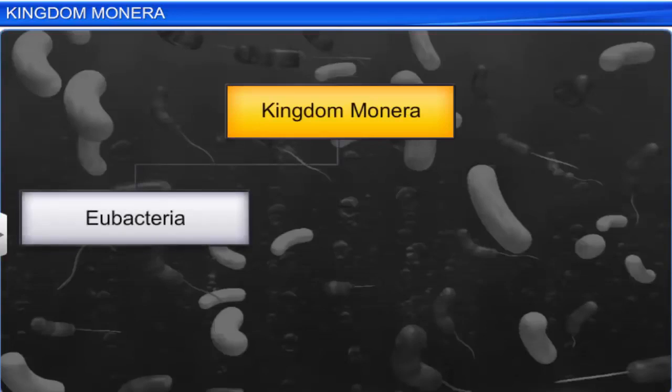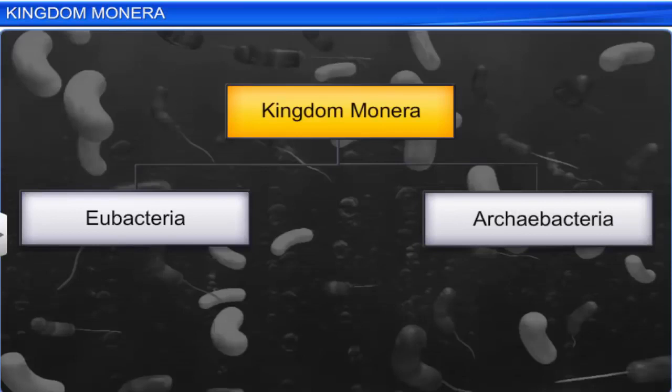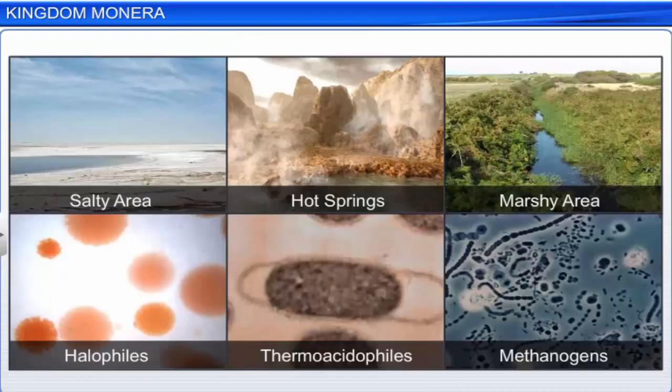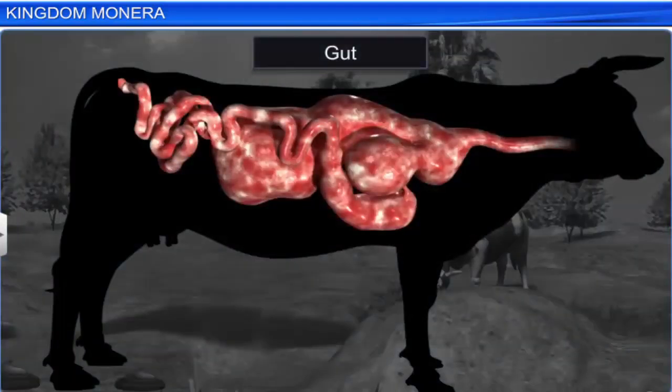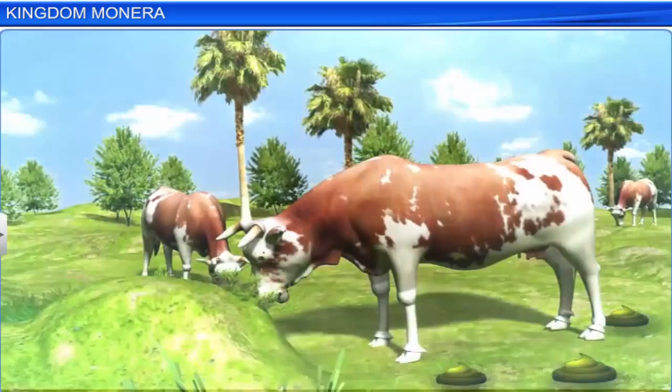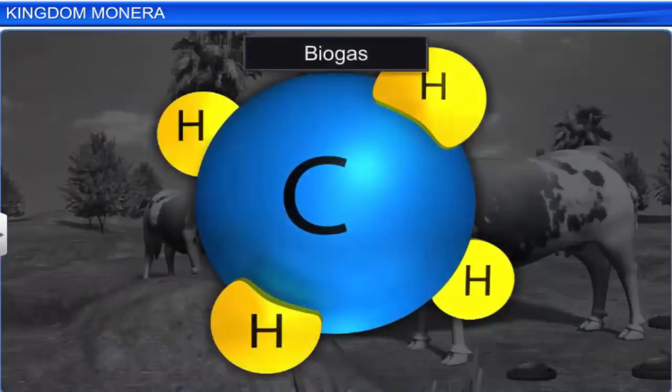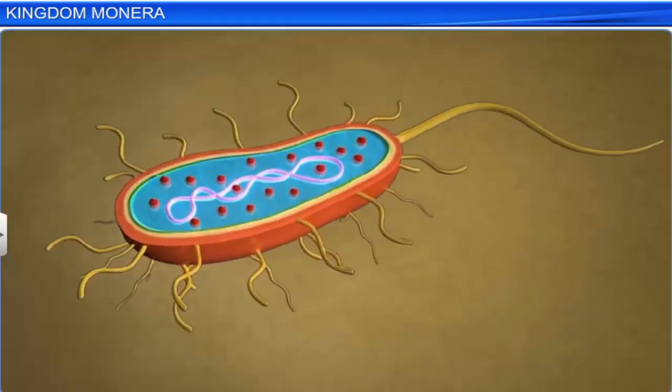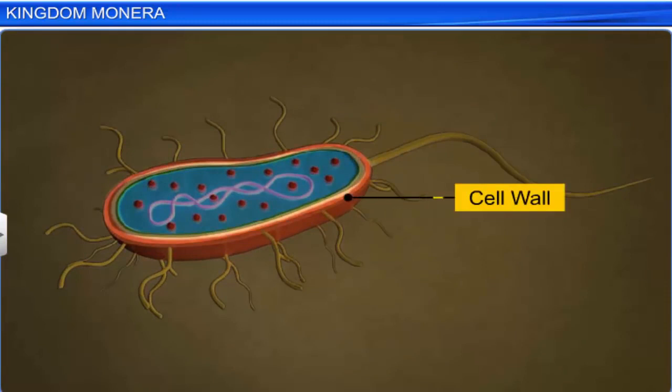Apart from eubacteria, there are special bacteria called archaebacteria that live in extreme conditions. For example, halophiles live in extreme salty areas. Thermoacidophiles live in hot springs, while methanogens live in marshy areas. Methanogens are also present in the gut of ruminant animals such as cows and buffaloes. These bacteria are responsible for the production of methane, also referred to as biogas, from the dung of these cattle. All archaebacteria have a different cell wall structure than other bacteria, which helps them to survive in extreme conditions.